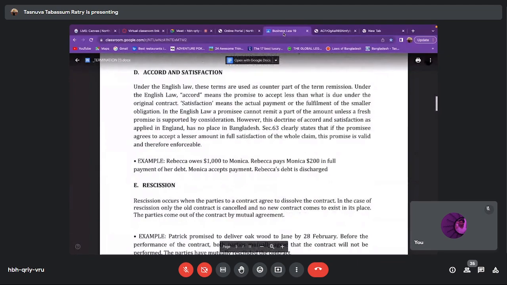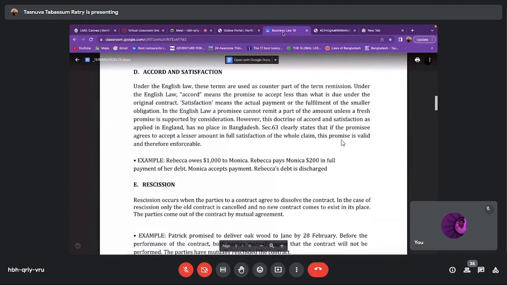However, we call remission a newer term, accord and satisfaction, in English law. So আমরা দেখেছি duress-কে English law কিভাবে define করে, আবার coercion-কে আমরা বাংলাদেশে কিভাবে define করে। Similarly, remission-কে আমরা দেখলাম যে remission is defined in the Indian Contract Act as well as the Contract Act that we follow in Bangladesh. Accord and satisfaction is the same term as remission, but the term that we use in the English law. So let's see what accord and satisfaction means. It is the same meaning.